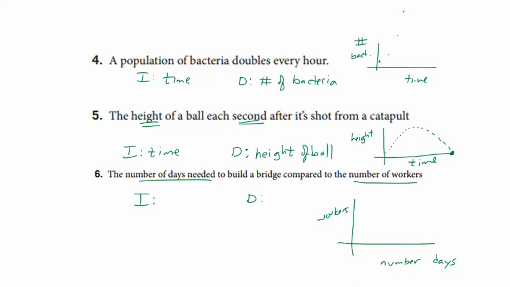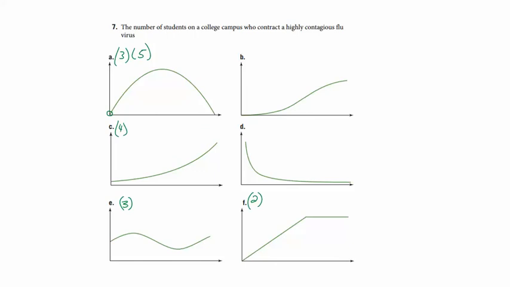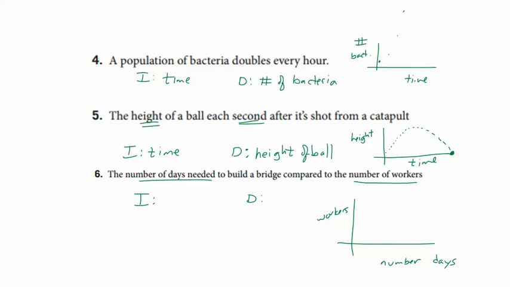Okay, so let's look at this graph and see what we have left. Now, depending on what we choose for our independent and dependent variable, that's going to change how the graph looks. Your book did it by doing the independent as the number of workers as far as the graph, and the dependent as the number of days. So let's change this and then think about what the graph would look like. Number of workers, number of days.